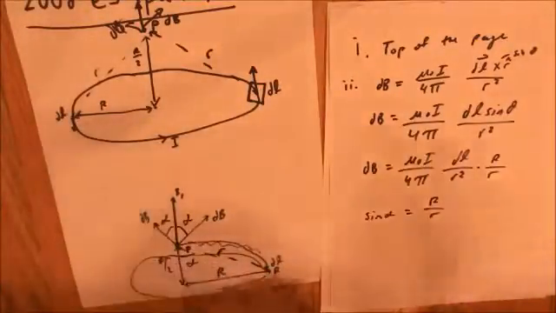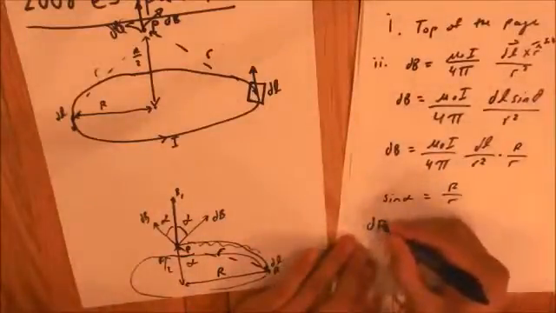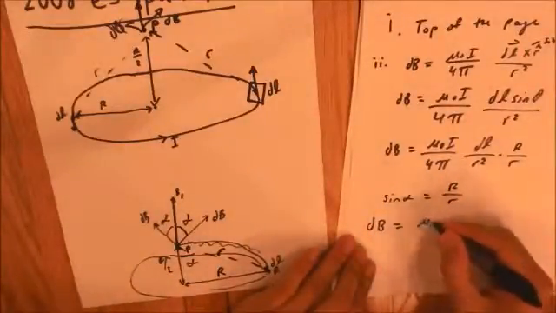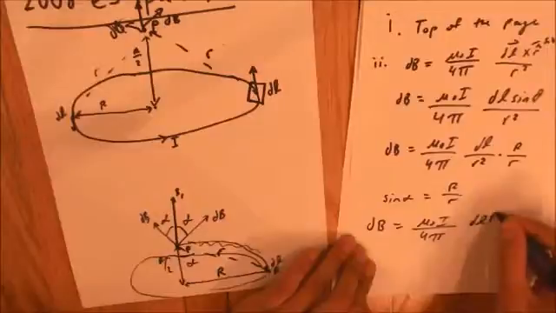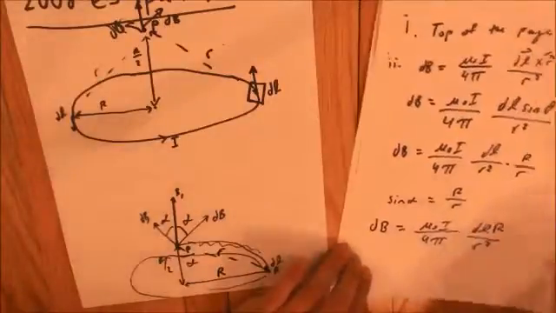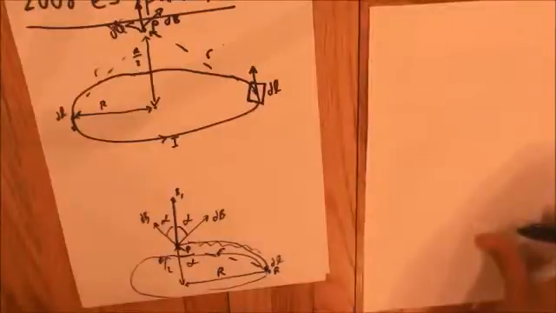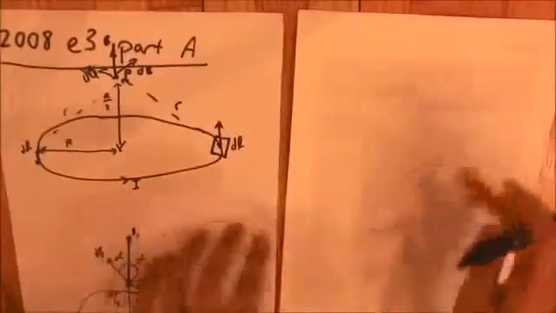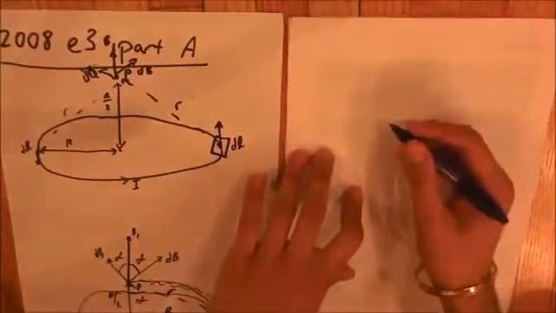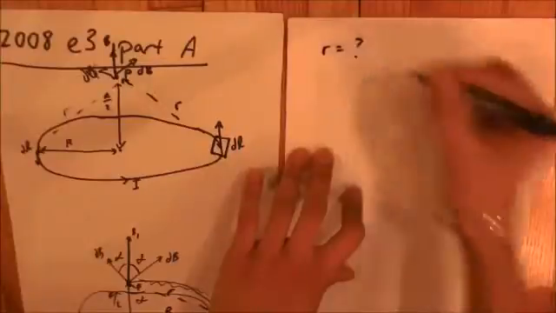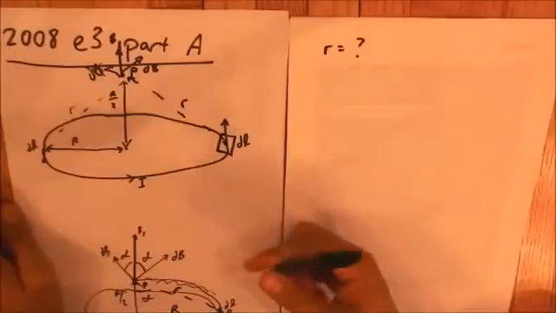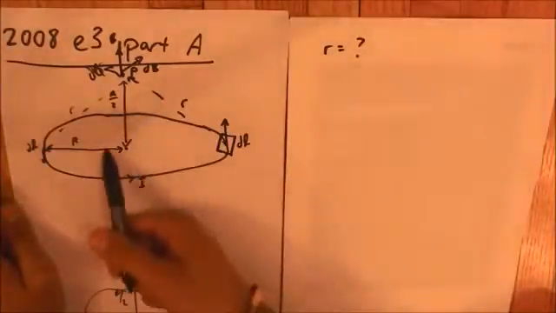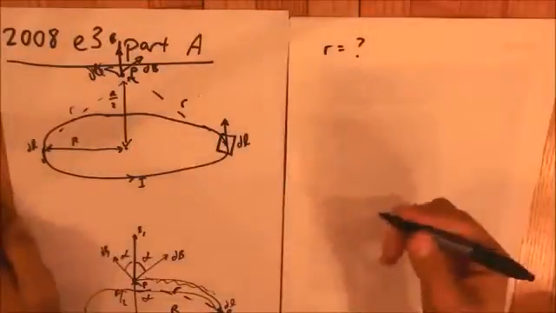So then you can say dB is going to equal mu naught I over 4 pi dl R over r cubed, just combining terms. Then we're going to want to figure out what this little r value is, because it's not in terms of any of the fundamental constants or in terms of big R or I, so we're just going to find out what it is.